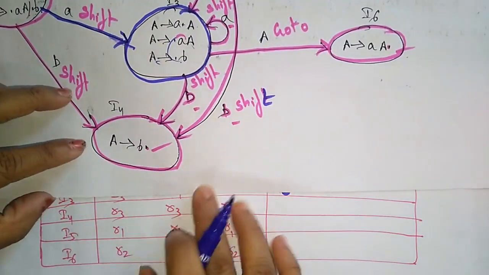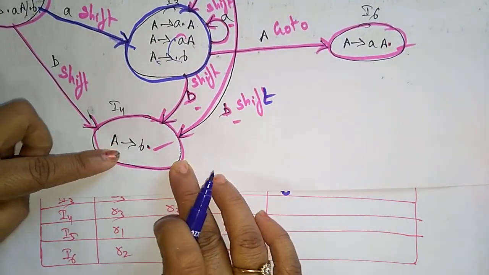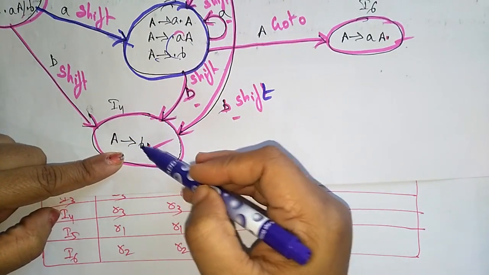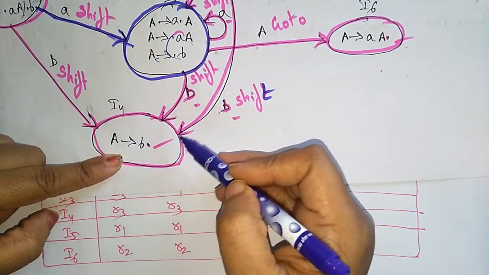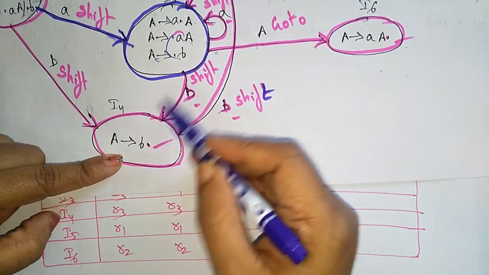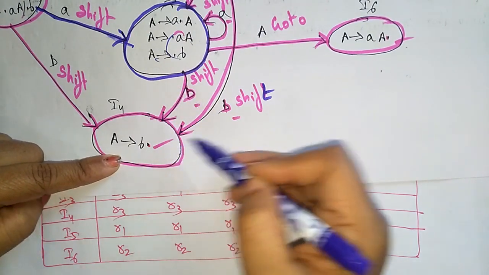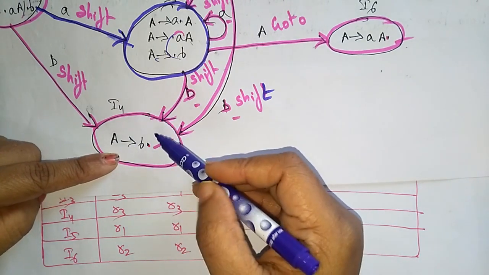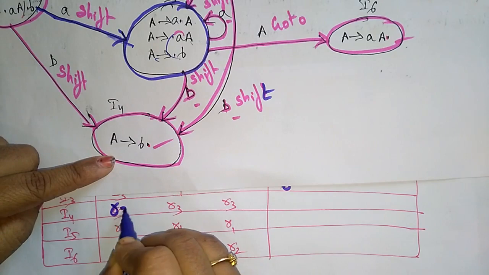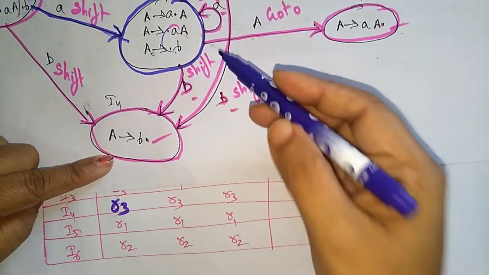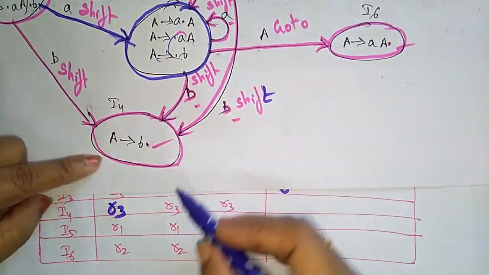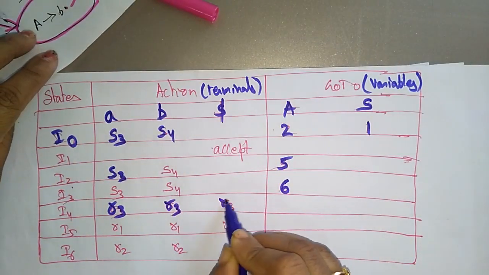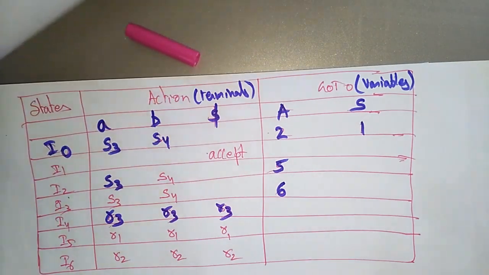The state at I4, on terminal A, has no input, because all terminals and non-terminals are coming here, but there is no terminal that has to go as an input because this is the end state. So you need to write reduce R3, because it is R3, and in the B place you need to write R3, and in dollar R3. Why am I writing R3?